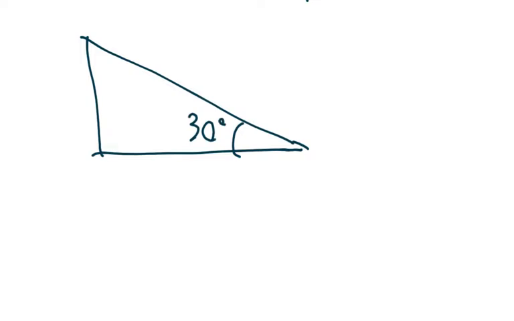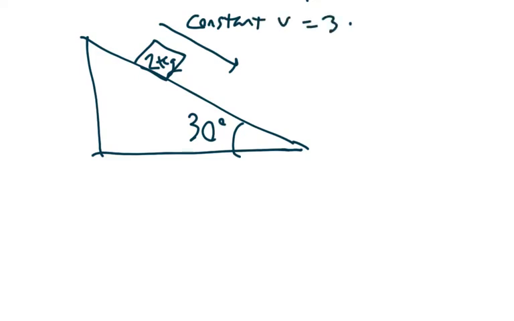And you're going to get some angle that it's on. And let's say that I have a block that's sitting on this inclined plane and it's 2 kilograms. And it is moving down the incline with a constant velocity of 3 meters per second.